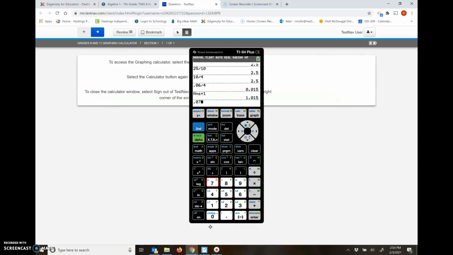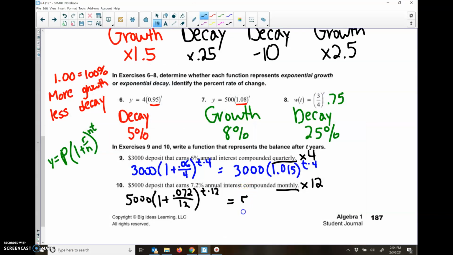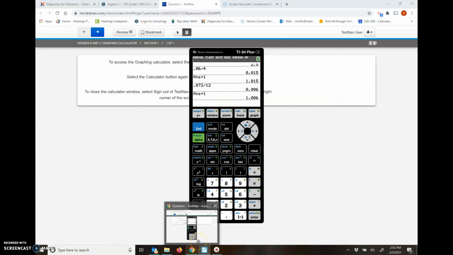So 0.072 divided by 12 plus the 1 that's inside the parentheses, so 1.006. So 5,000 times 1.006, and then that same thing, the 12t, or the t times 12. Okay, so then this would be our formula. So again, they tell us that, hey, it's 2 years, put a 2 in for t, and then you can solve the formula there. They tell us it's 5 years, so let's just do one just for fun to see how much your money grows.